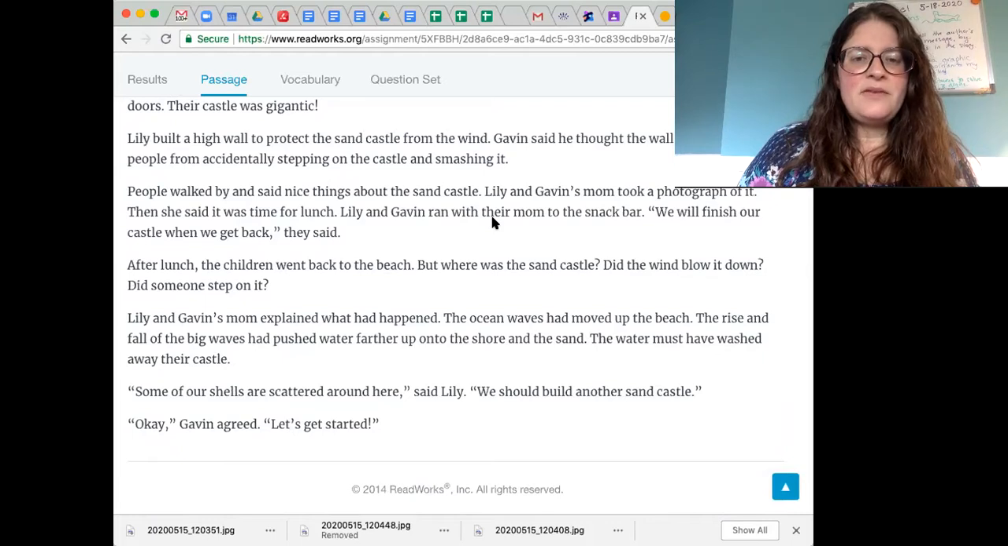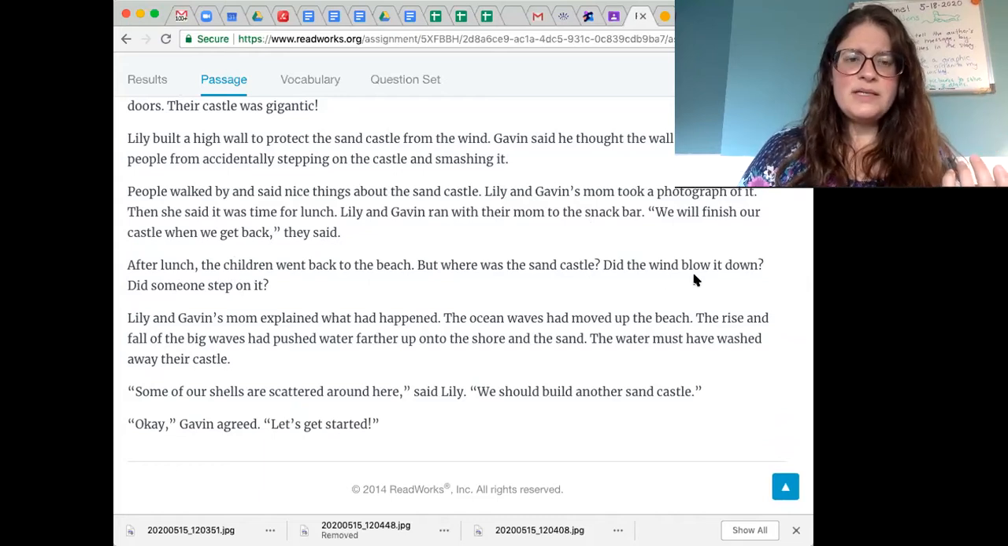Lily and Gavin ran with their mom to the snack bar. We will finish our castle when we get back, they said. After lunch, the children went back to the beach. But where was the sandcastle? Did the wind blow it down? Did someone step on it?